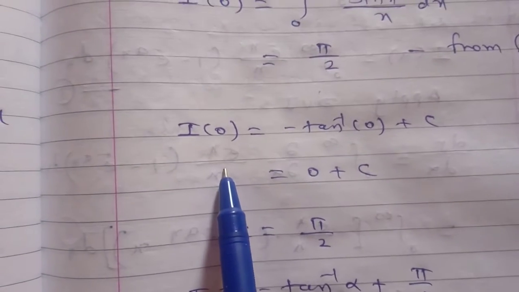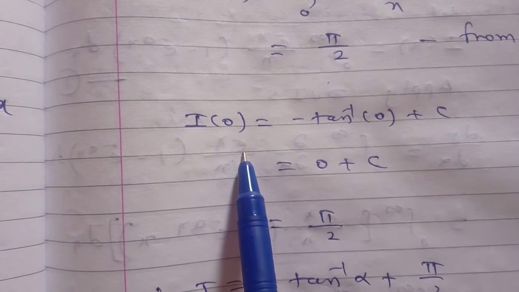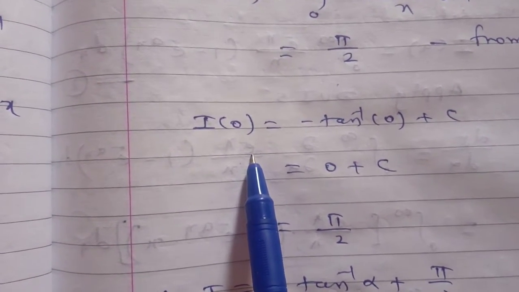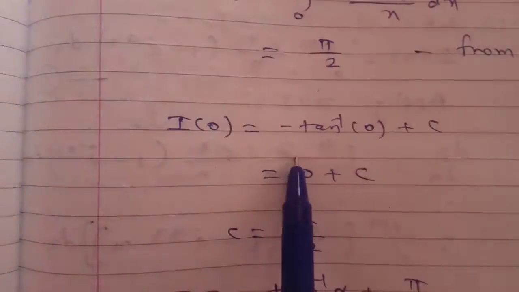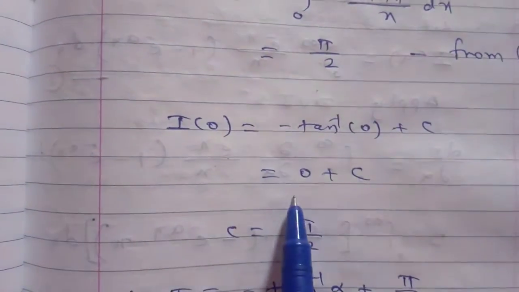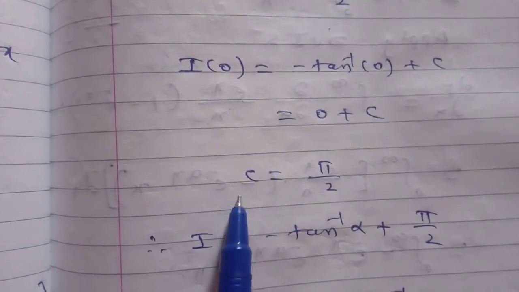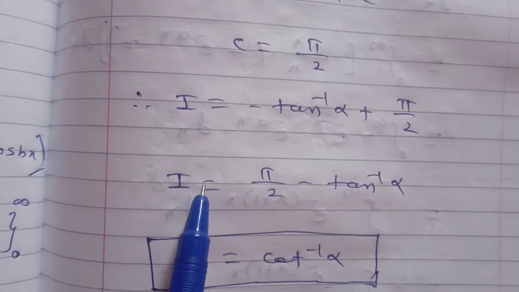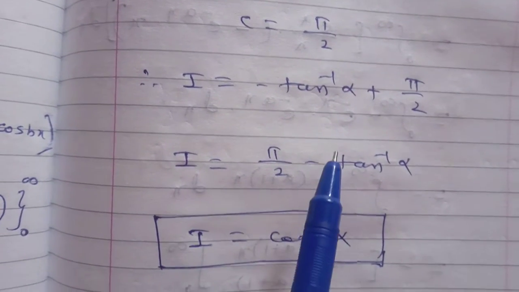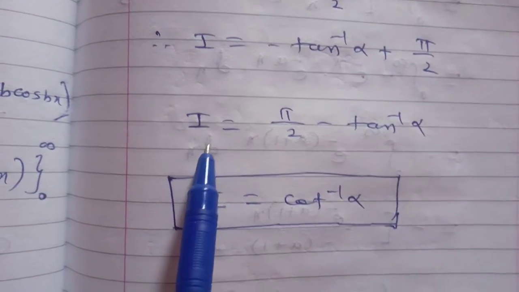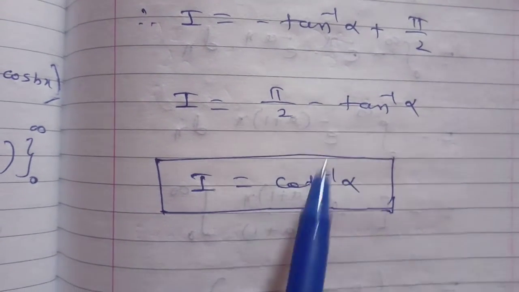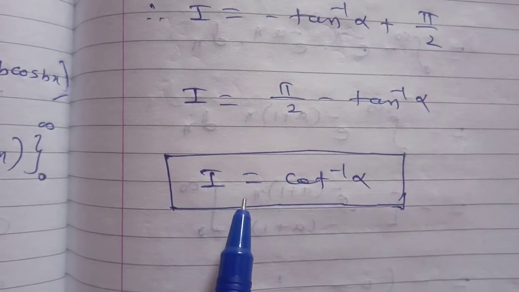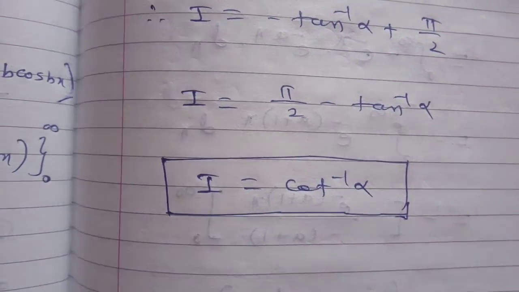Then I of 0 is equal to, substitute alpha is equal to 0 in the second equation. I of 0 is equal to minus tan inverse of 0 plus c, then 0 plus c. What is I of 0? I of 0 is pi by 2. Substitute here, c is equal to pi by 2. Then I is equal to minus tan inverse of alpha plus pi by 2. Therefore, I is equal to pi by 2 minus tan inverse of alpha. You know the formula, I is equal to cot inverse of alpha.